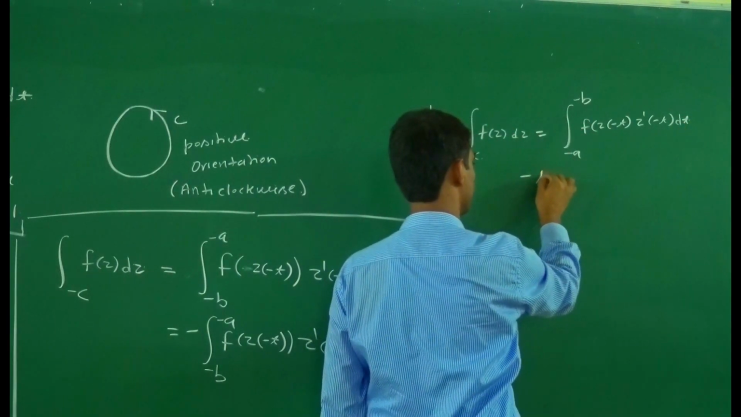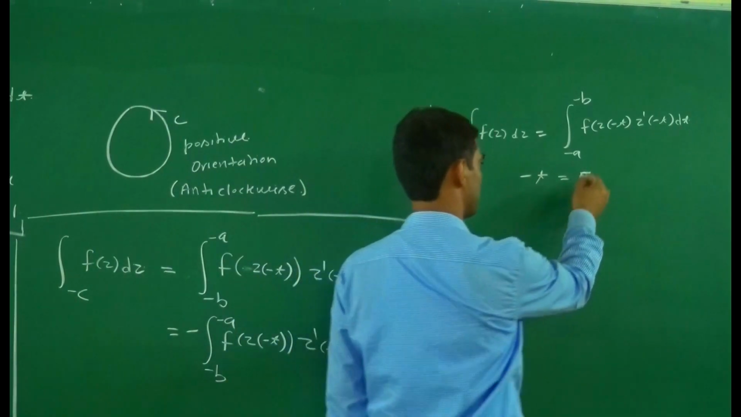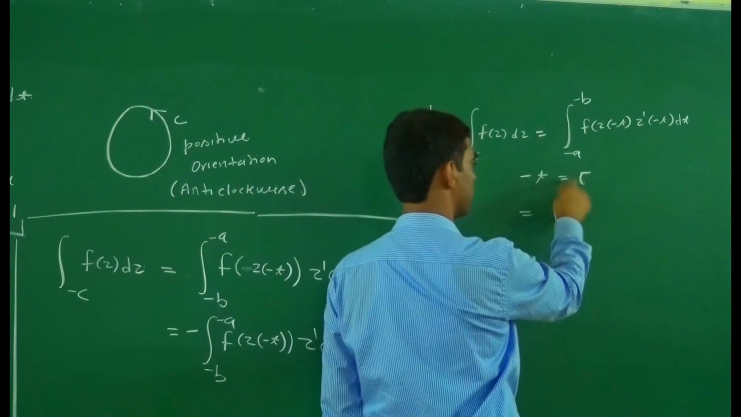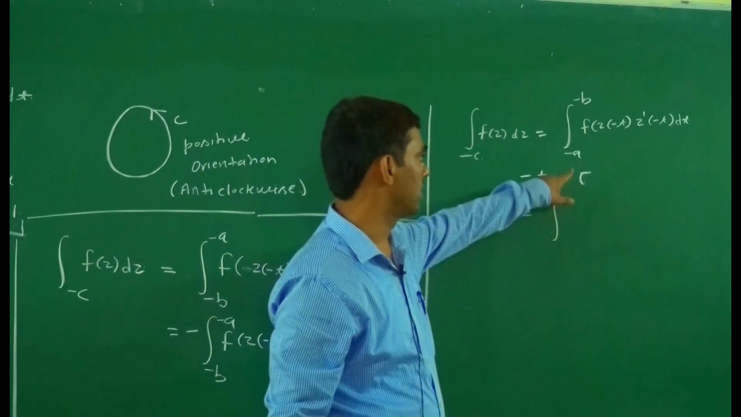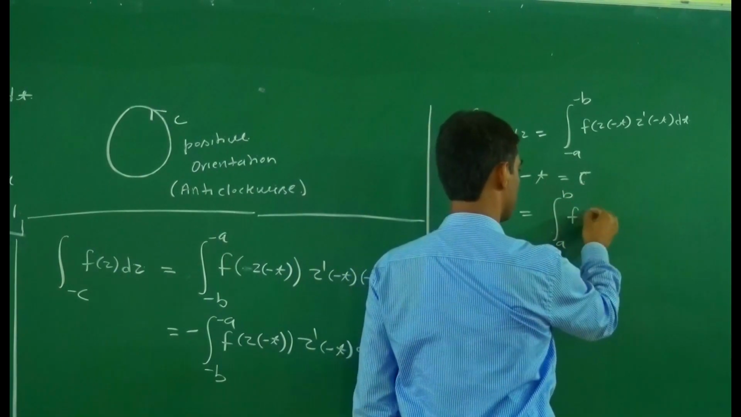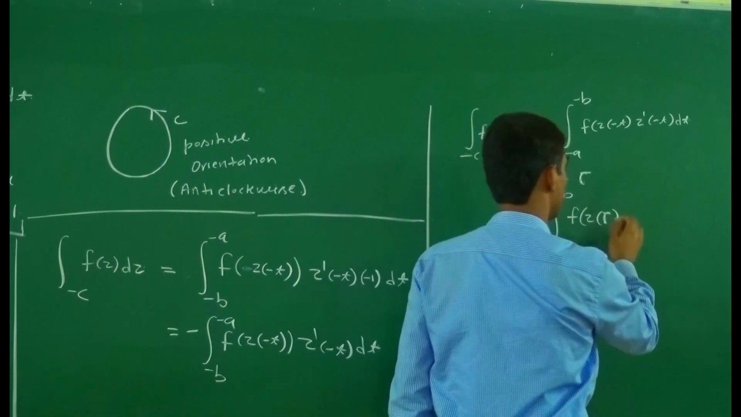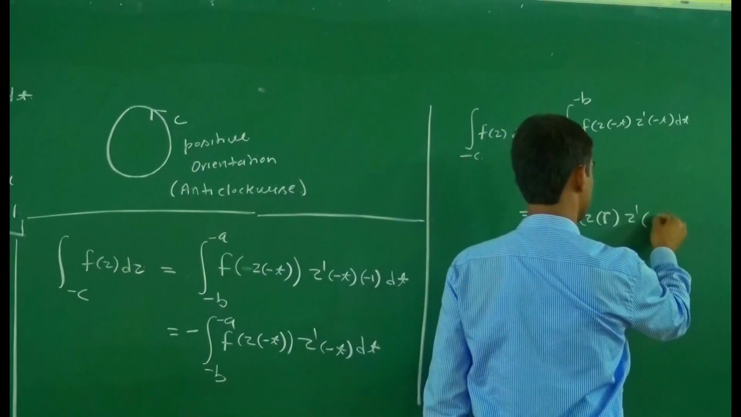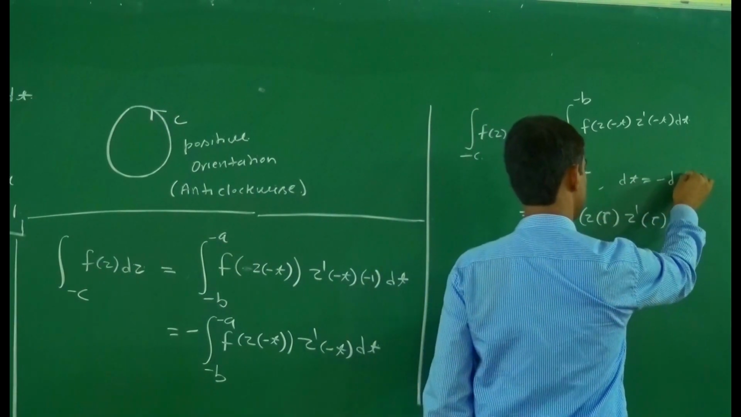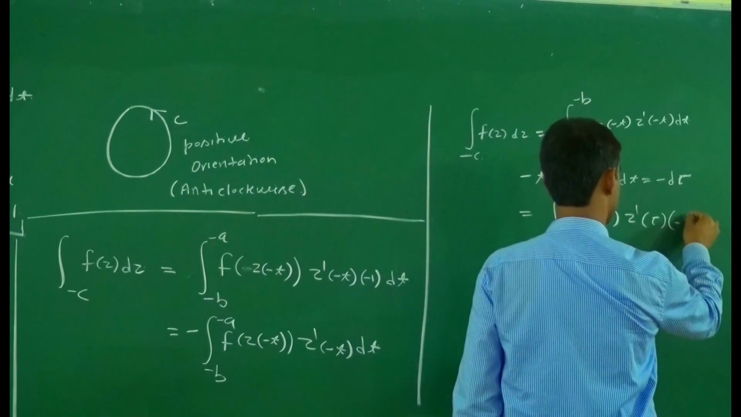Now suppose we assume that -t is another variable, tau. In terms of tau, the limits become a to b, f(z(tau)) and z'(tau), and what is the value of dt? dt becomes minus d tau, where tau is another variable.